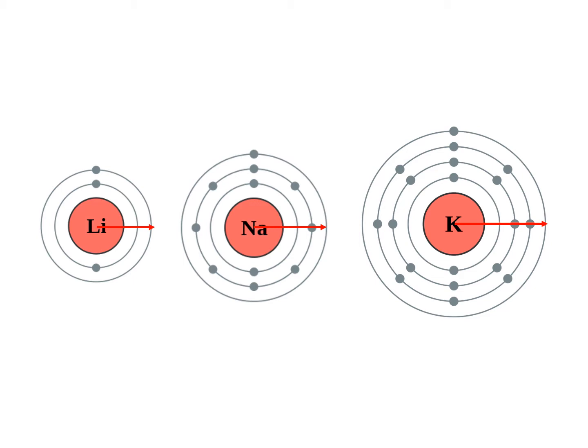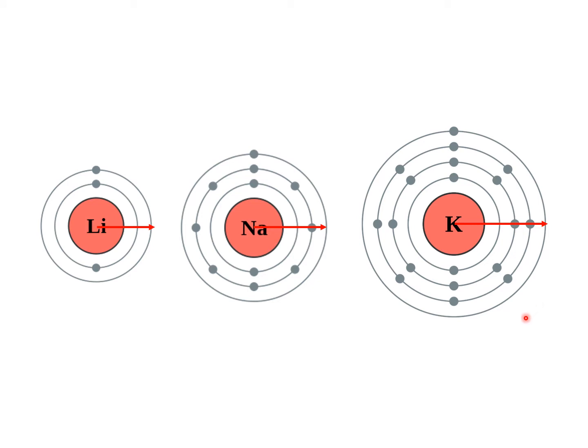Why does the reactivity increase as you go down the group? As you can see in the image, as you go down the group, the atoms get larger, they get bigger, and so the distance between the nucleus and the outer shell electrons increases. The electrons are held in place by an electrostatic attraction between the positive nucleus and the negative electrons. The further away the outer shell electrons are, the weaker this electrostatic attraction gets.